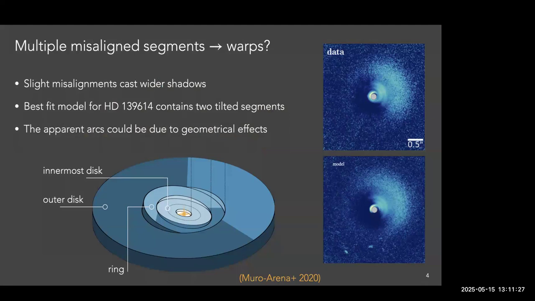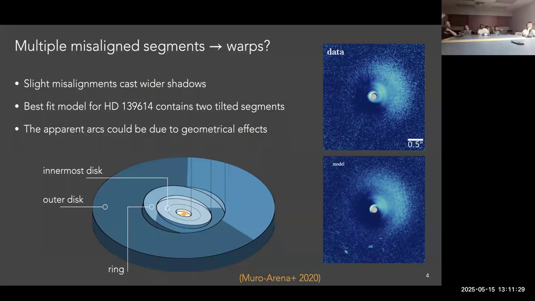Okay, interesting. Thanks. And you can start playing this game and make some connections to warps. Warps are small misalignments, and a lot of small misalignments in a row kind of act like warps. So maybe you can play this game for warped disks as well. Screw has a question.